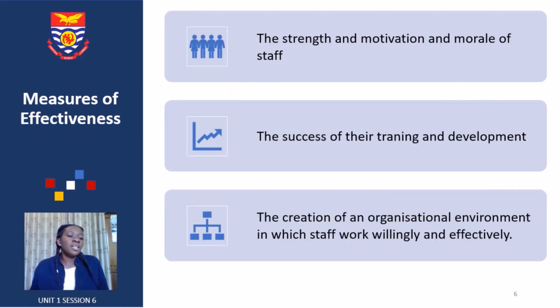So what are the measures of effectiveness? How can we say a manager is being effective or not? First is the strength and motivation as well as the morale of the staff. You realize from the earlier definition, we're talking about subordinate satisfaction and commitment. That is one way to measure the effectiveness of a manager.